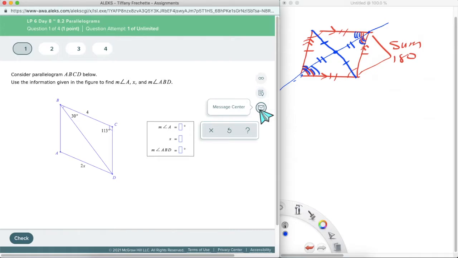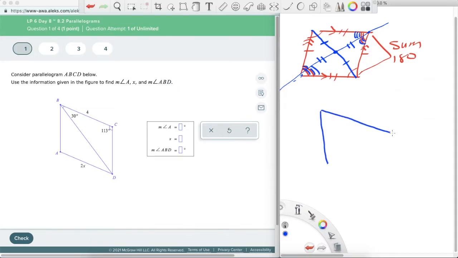All right, so consider the parallelogram ABCD below. Use the information given in the figure to find X, so that's length X, or part of a length here anyway, because it's 2X, and then angle ABD. So I'm going to kind of redraw all that. I didn't do the greatest job there, but it's fine. And we have a transversal going through there. B, C, D, A.